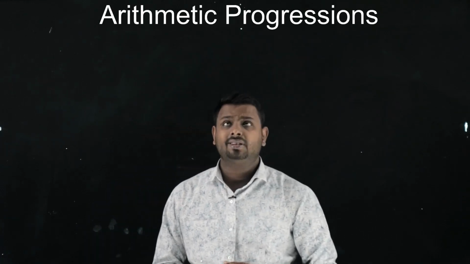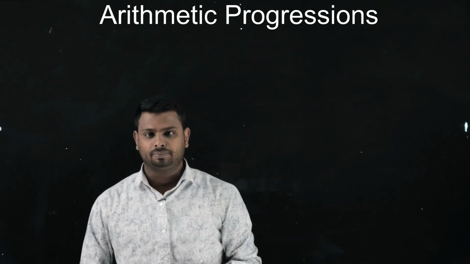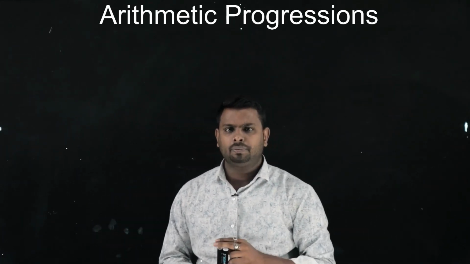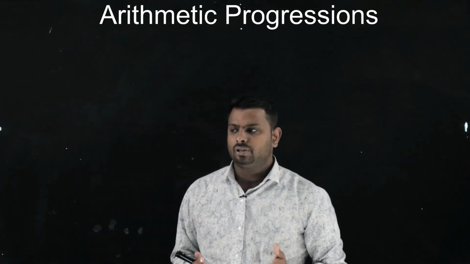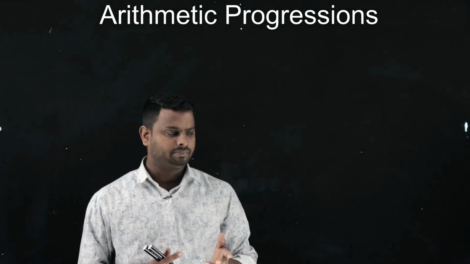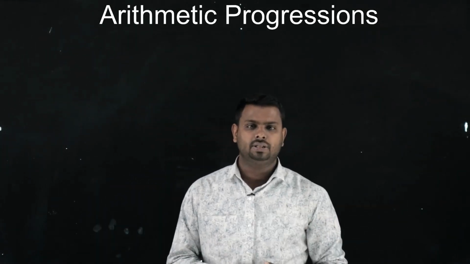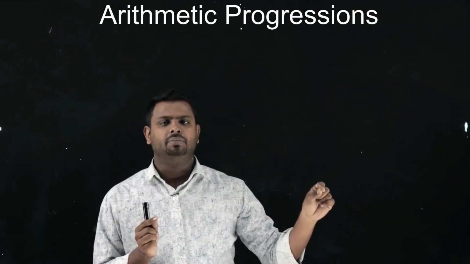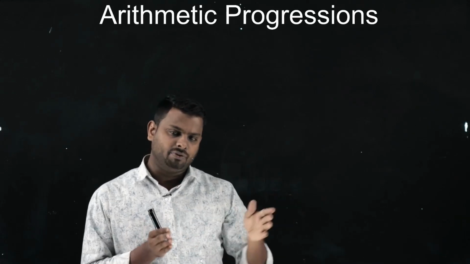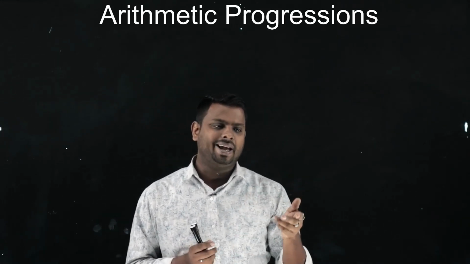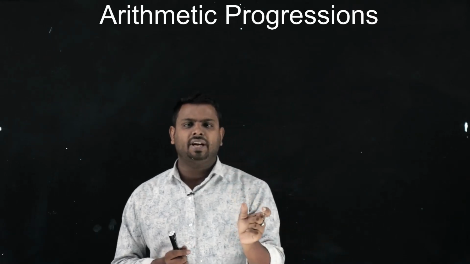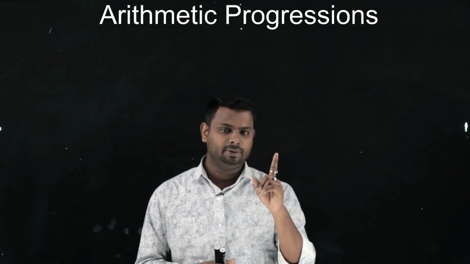Our today's topic is arithmetic progression. Arithmetic progression is lesson number 5 in class 10 textbooks. My question is, what is arithmetic progression? The answer is a list of numbers, or you can say a set of numbers, which are arranged in such a manner that you get the next number by adding a fixed value to the previous number, except the first number.